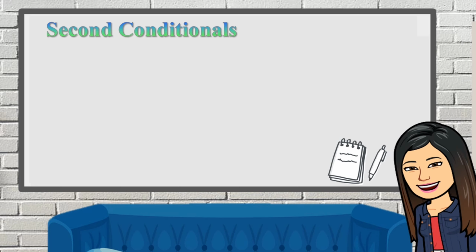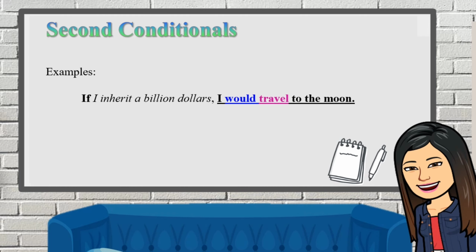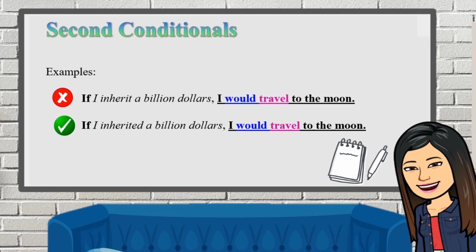The following sentences illustrate a couple of the common mistakes people make when using the second conditional. The first sentence is, if I inherit $1 billion, I would travel to the moon. For the second sentence, if I inherited $1 billion, I would travel to the moon. The first sentence is incorrect, while the second sentence is the correct example of second conditionals. Take note, when applying the second conditional, use the simple past tense in the if clause.